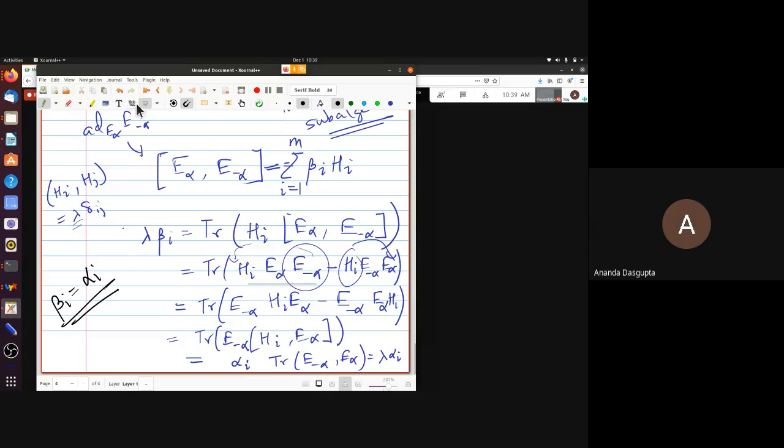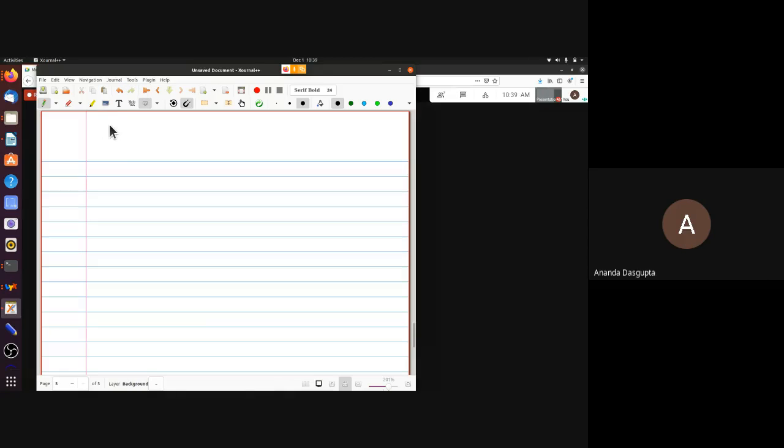What that tells you ultimately, and this is the important step, is that the commutator of E_alpha with E_minus alpha is not only a Cartan subalgebra element, but a very specific Cartan subalgebra element. It has to be alpha dot H, where whatever the root is goes here. Okay?